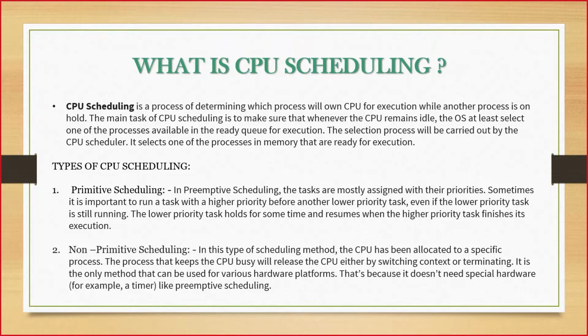Non-preemptive scheduling. In this type of scheduling method, the CPU has been allocated to a specific process. The process that keeps the CPU busy will release the CPU either by switching context or terminating. It's the only method that can be used for various hardware platforms, because it does not need specific hardware, unlike preemptive scheduling.